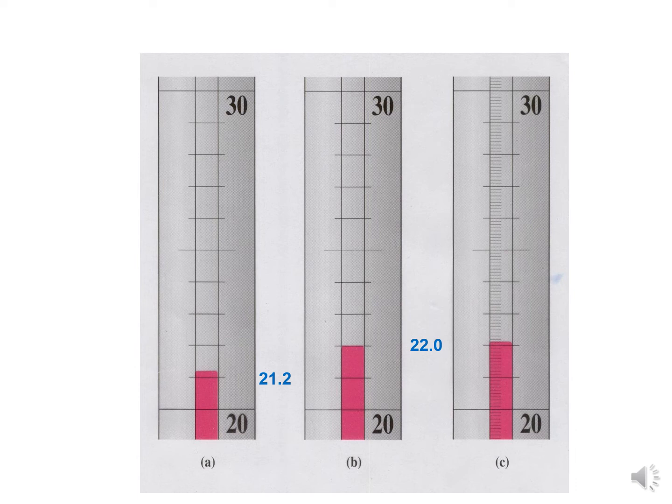Finally, let's look at the last scale here, which is C. And we see that now this scale is a little different than the previous ones. Each smaller interval, which is 1 degree, it still is 1 degree, has been subdivided into 1/10 of a degree, which means now that we should be able to estimate our measurement to 1/100th of a degree. And we can see it in the next reading here.